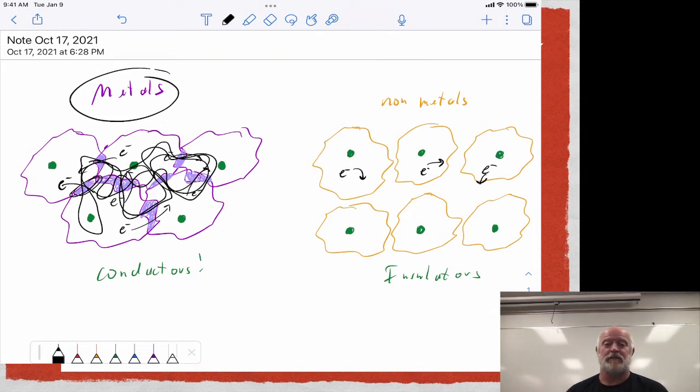Now, as I'm an electron and I am moving, the other ones are also moving. These are all moving around within each other. As a result, we get this conduction that can happen, okay?